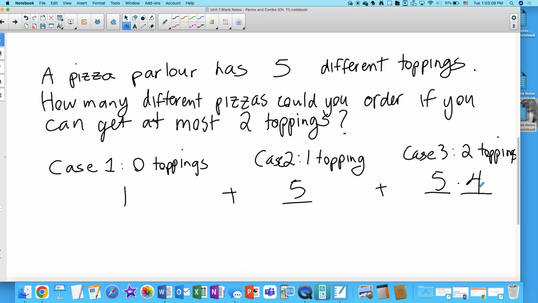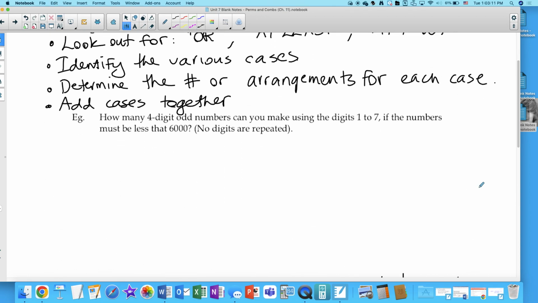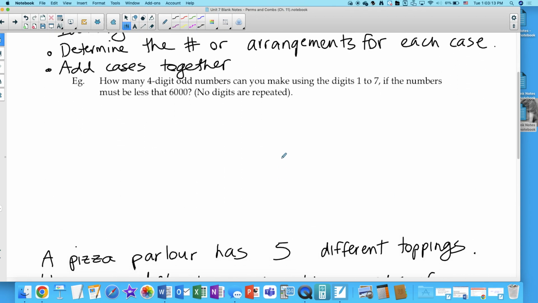Okay? So let's now go back to this question. How many 4-digit odd numbers can you make using the digits 1 to 7 if the numbers must be less than 6,000 and no digits are repeated? So we're not allowed to repeat. We need an odd number, 4 digits, and it's got to be less than 6,000.